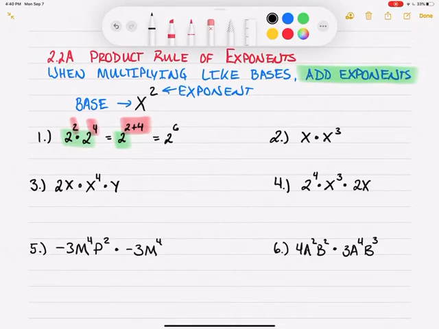And if you're trying to simplify this, you would want to actually go ahead and write that out. 2 to the 6th power: 2 times 2 is 4, times 2 is 8, times 2 is 16, times 2 is 32, times 2 is 64. So 2 to the 6th power is going to be 64.